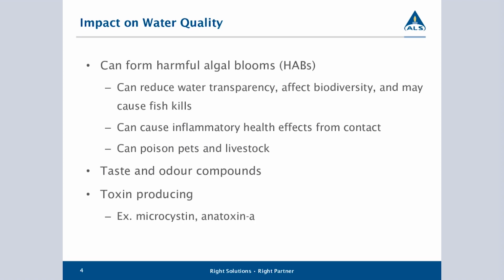Many species of cyanobacteria produce taste and odor compounds that are unpleasant, and they can be difficult to remove from the water without ozone or granulated carbon. And some species of cyanobacteria produce toxins. Some examples of these toxins are microcystin, which targets the liver, and anatoxin A, which is a neurotoxin. Michelle will be talking more about microcystin and how we test for it in the next part of the presentation.